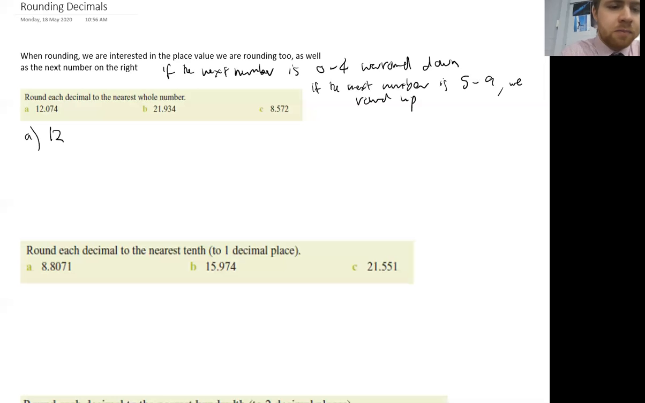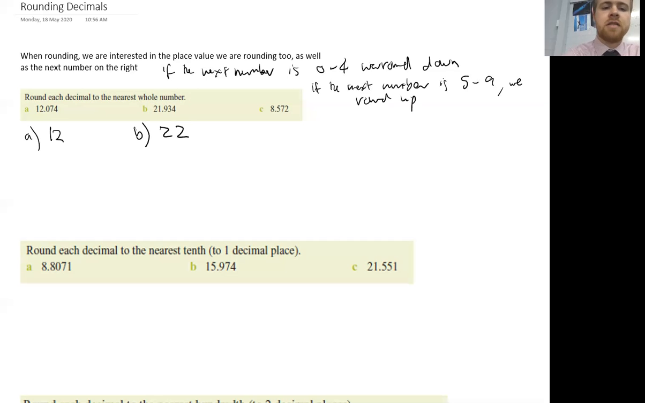Okay, for B, however, we've got to look at the nearest whole number. So we've got 21. So 1 is our units column, and we've got to look at the 1 point on the right of the decimal point, and we have a 9. And because that 9 is between 5 and 9, we're going to round up. So it becomes 22. So the 1 is increased to a 2 because the number next to it on the right is 5 or greater. And we don't need to write the decimal point or any numbers after that because we have rounded it off at the nearest whole number.